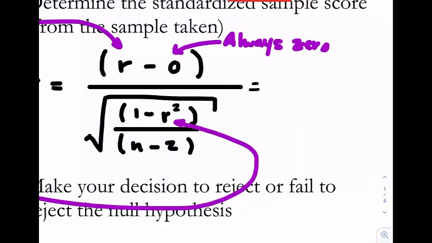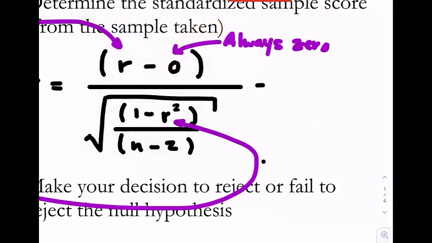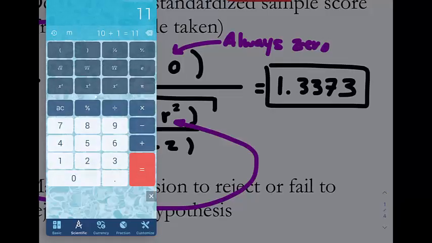I've already calculated this ahead of time, but if you do this correctly, we're looking for 1.3722. No, I'm sorry, that was the last answer. 1.3373. That's the standardized score we're looking for, given those statistics. So let me give it a try here with the calculator and see how this goes in scientific mode.